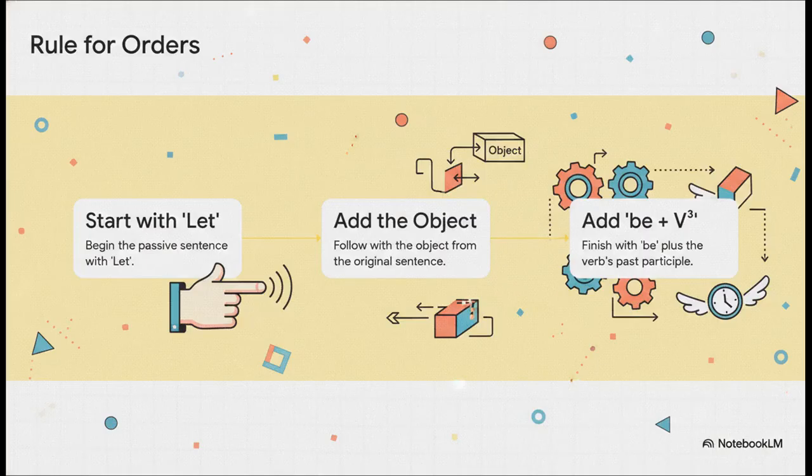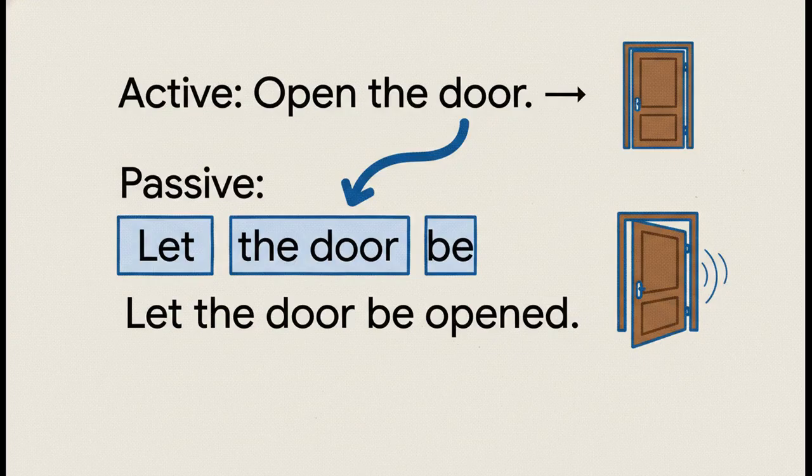For those direct, straightforward orders, the formula is awesome. You just start the sentence with the word let, then you add the object, and you finish it off with be, plus the verb's past participle. For example, the direct command, open the door, becomes let the door be opened. We start with let, we add our object, the door, and we finish with be opened. It's a really clean, kind of elegant transformation, right?